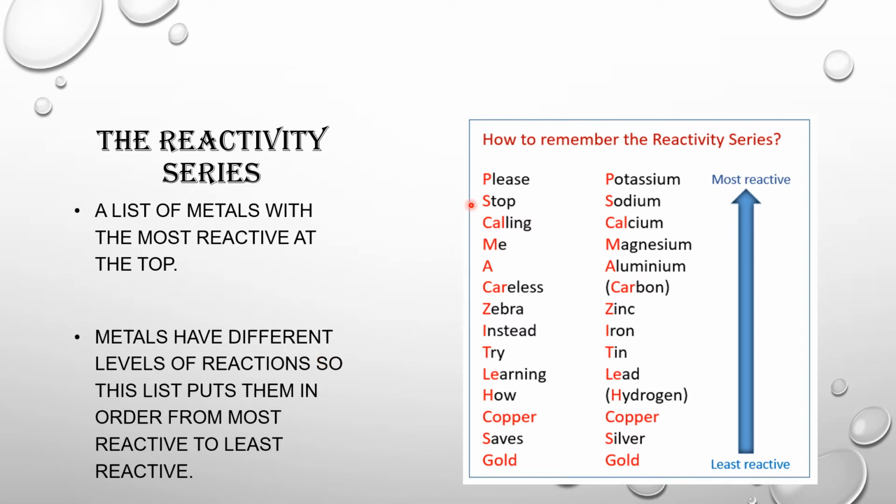Please stop calling me a careless zebra. Instead, try learning how copper saves gold. So this will help you remember that please is for P with potassium, all the way down to gold. If you notice, this list also contains carbon and hydrogen. Remember, these two are not metals.